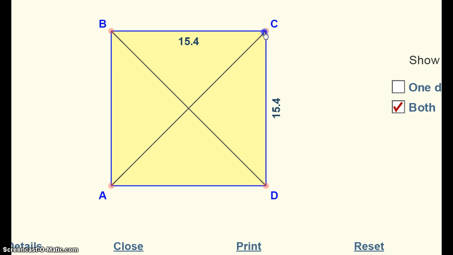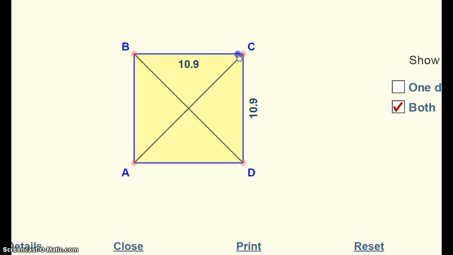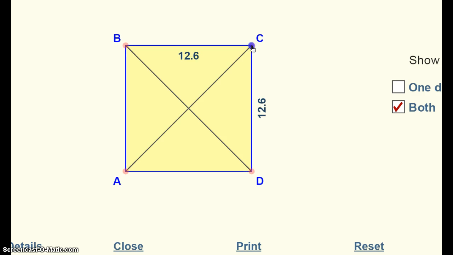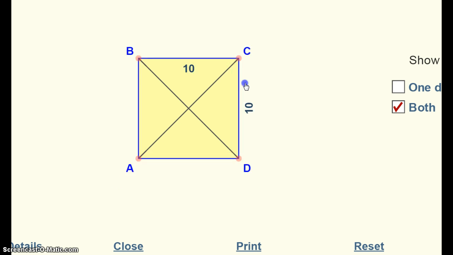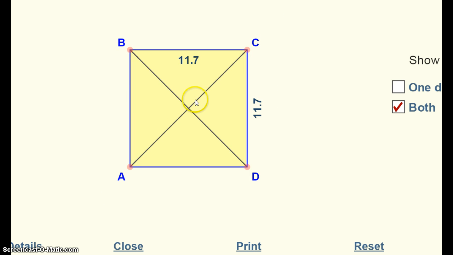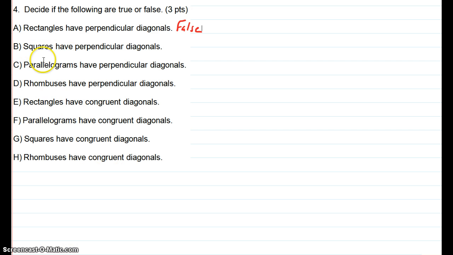So here's another example of a square. No matter how I change the side lengths of the square, this perpendicular here never changes. So no matter how I change the side lengths, the diagonals are always going to intersect to make a right angle. So that means that B is true.